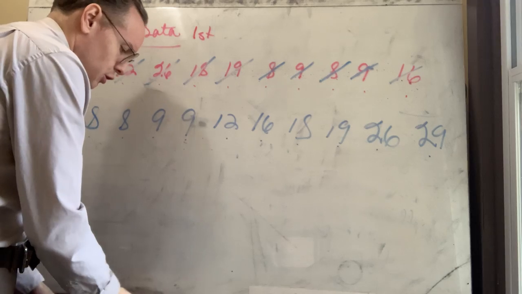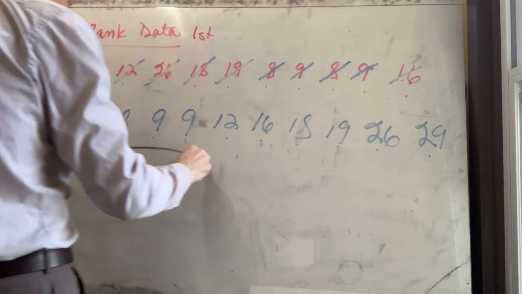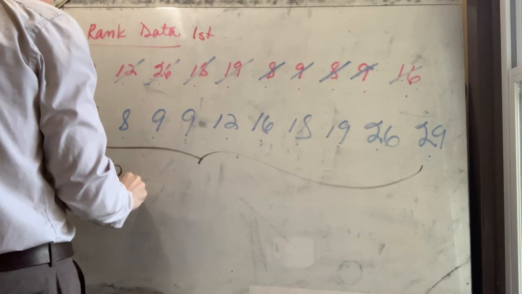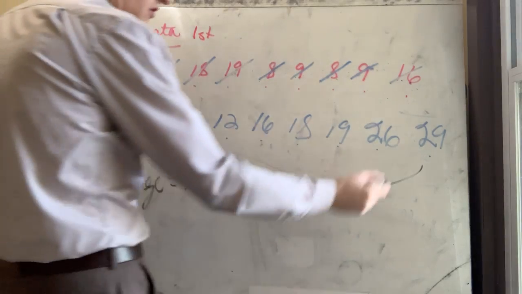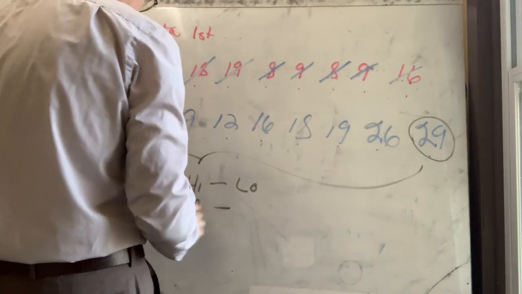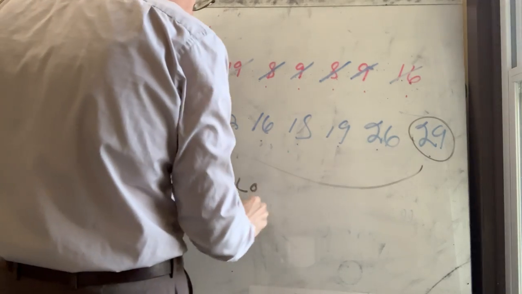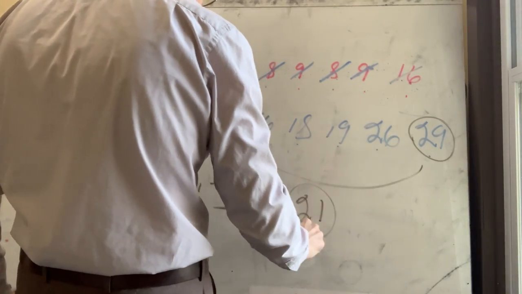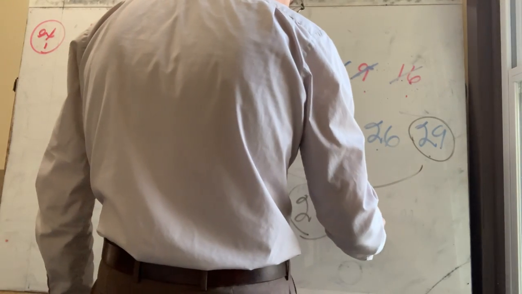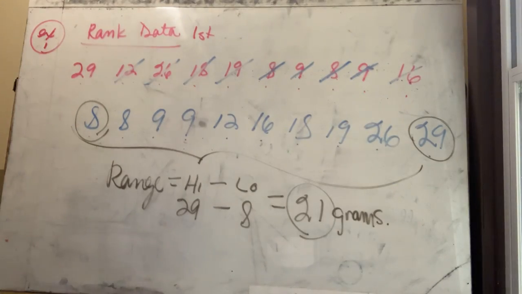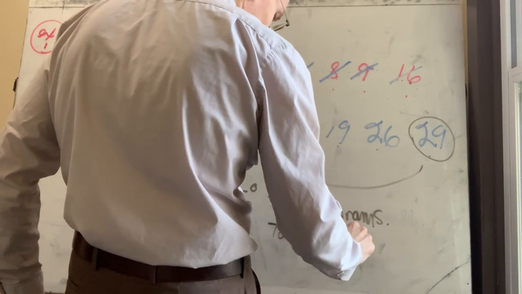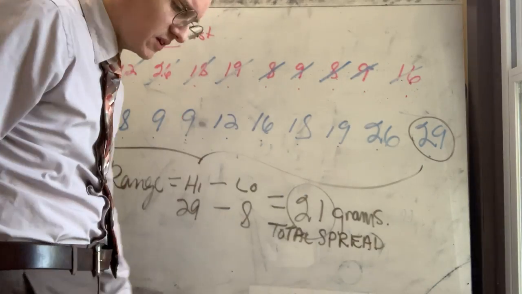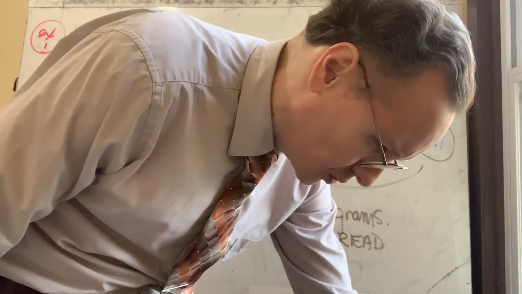Now, since this is a calculation of range, the range is just the highest minus the lowest. So the highest is evidently 29, and the lowest is evidently 8. So that means that the range is 21 grams, if you're going to keep the unit. That is the total spread from the two extremes, the difference between the two extrema.